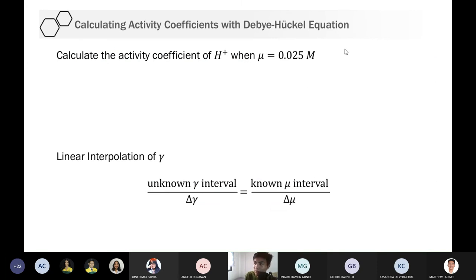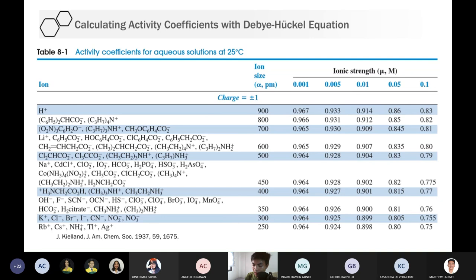So for example, ito ngayon problem natin. If our mu is 0.025, what is gamma of H plus using the table? So we can do linear interpolation for the gamma value. Ito yung equation. Mamaya, pakita ko kung ano meaning nito. Ang gagawin mo, alamin mo kung saan siya nakasandwich. So nakasandwich itong mu na to. The 0.025 is sandwiched between 0.01 and 0.05. So the 0.025 is in between these two ranges.